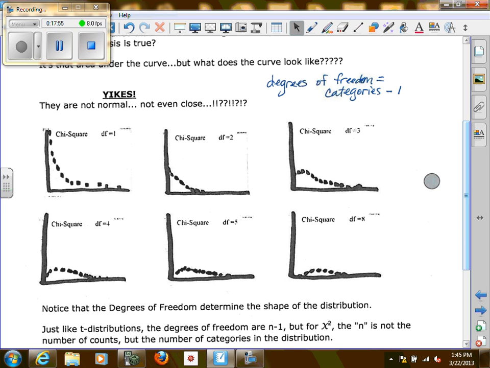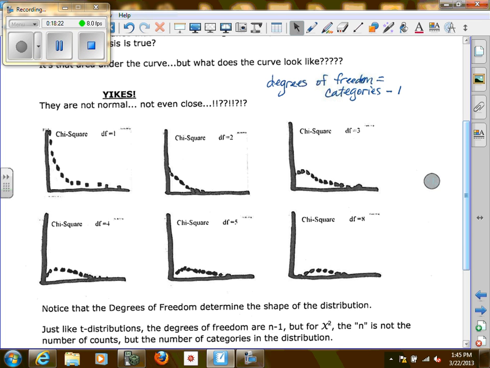Okay, so here we go. This is another difference. Chi-squared degrees of freedom are based on the categories. How many categories did we have? We had 6 different colors. We had 6 categories. So our degrees of freedom would be 5. Okay, so we're dealing with the degrees of freedom of 5.